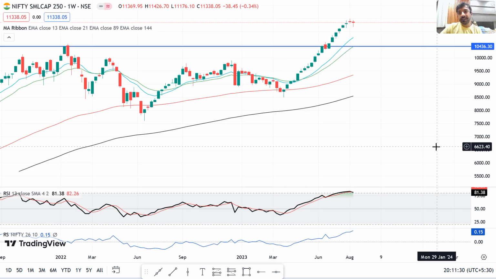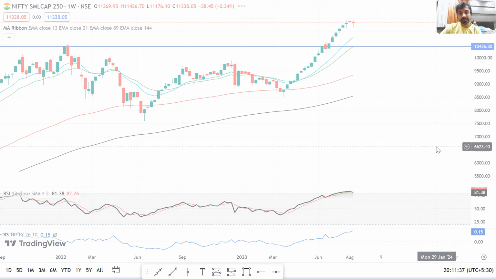Same goes with the small cap index. Again, amazing outperformance relative to Nifty, and it is looking strong, with no signs of weakness.